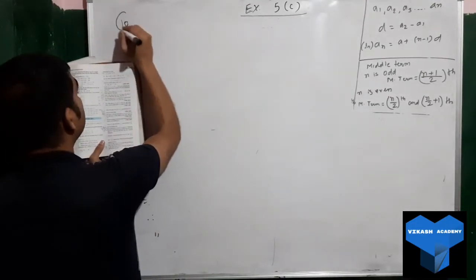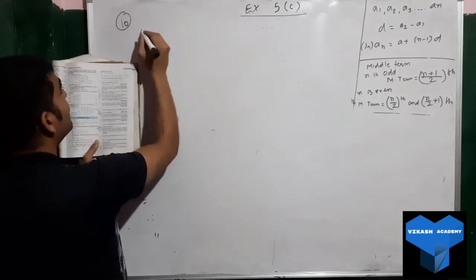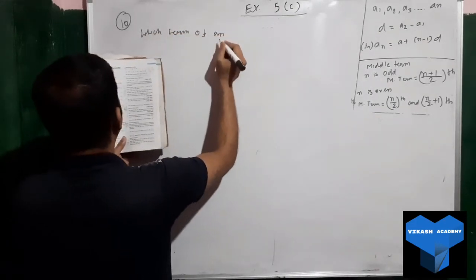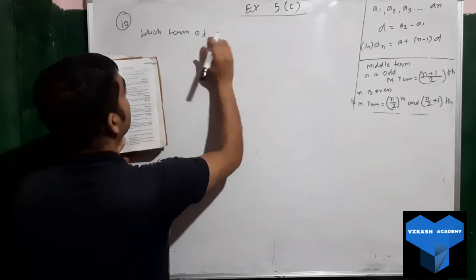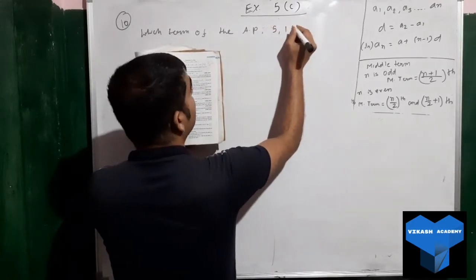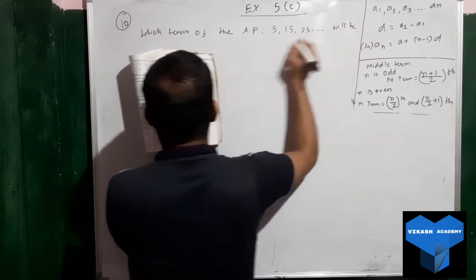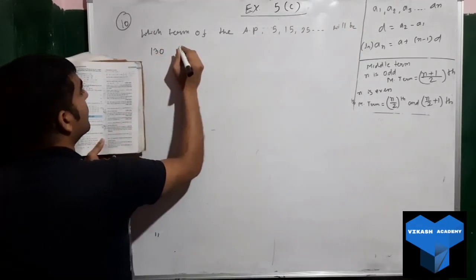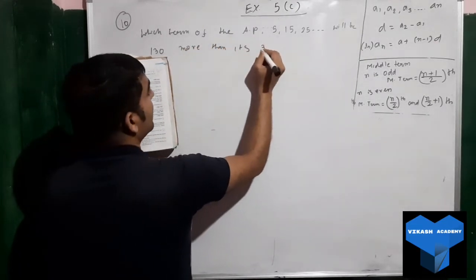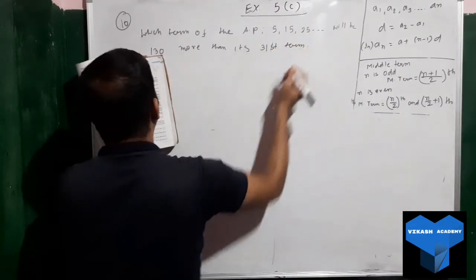Question number 10 we are having here. AP given what? They are asking which term of the AP 5, 15, 25, dot dot dot will be 130 more than its 31st term. So 130 more than the 31st term.